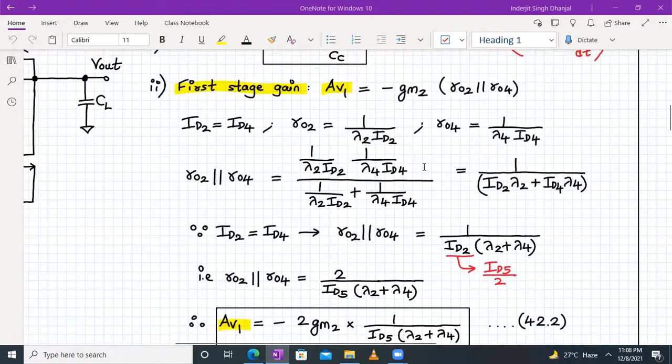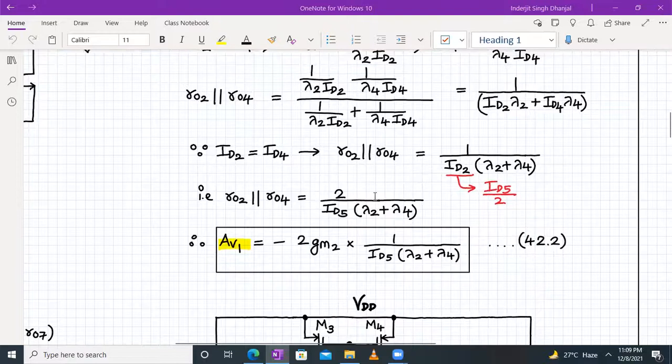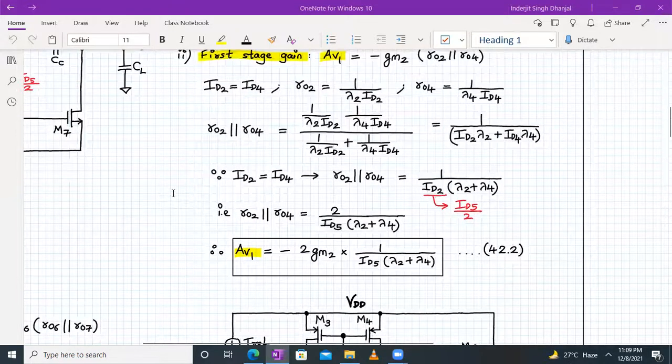Earlier it was minus gm2 into ro2 parallel to ro4, but now AV1, the voltage gain of the first stage, will be minus of 2 gm2 into 1 upon ID5 into lambda2 plus lambda4. Yeah. So let's move on. This is the gain of the first stage.